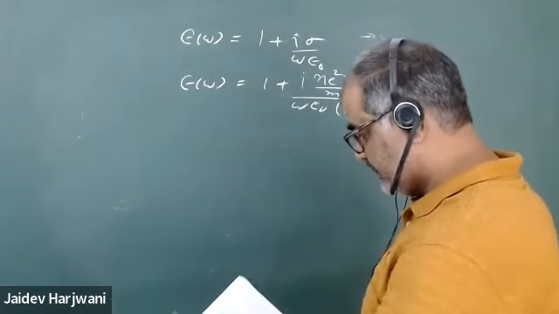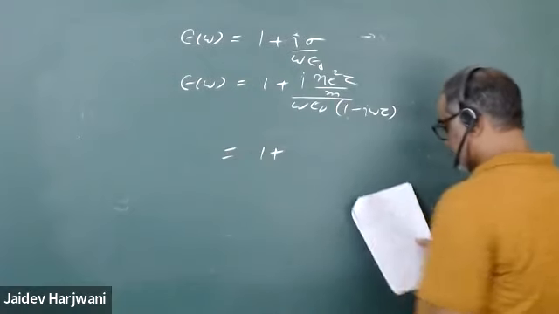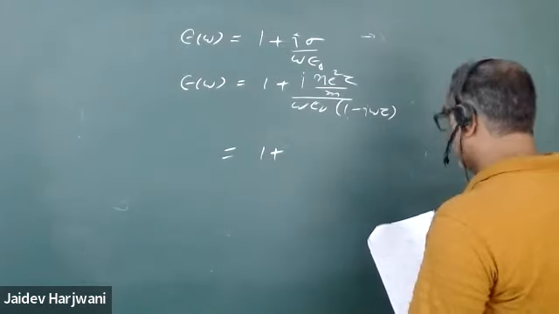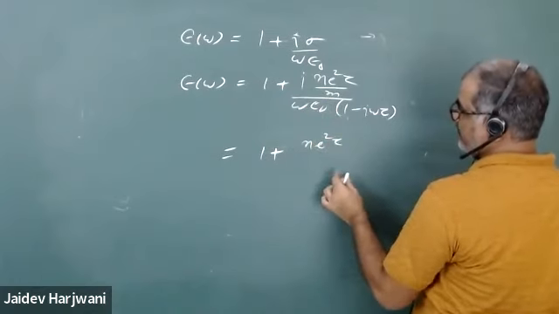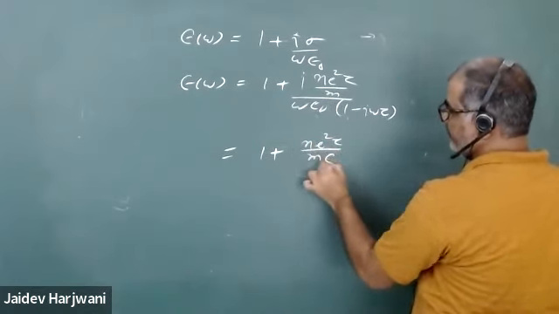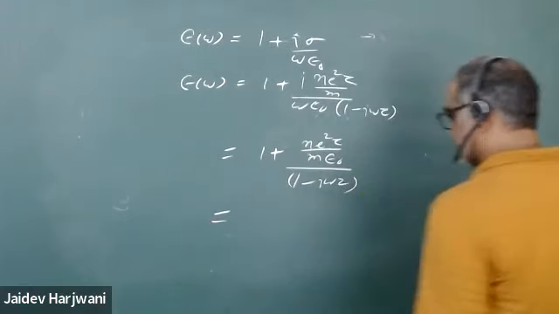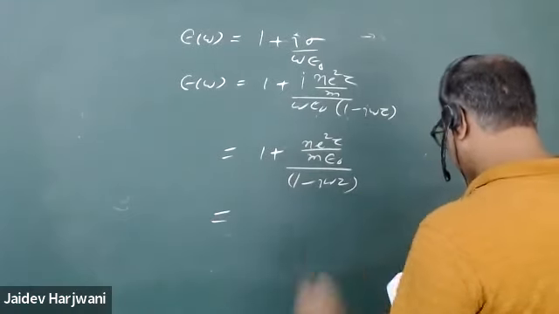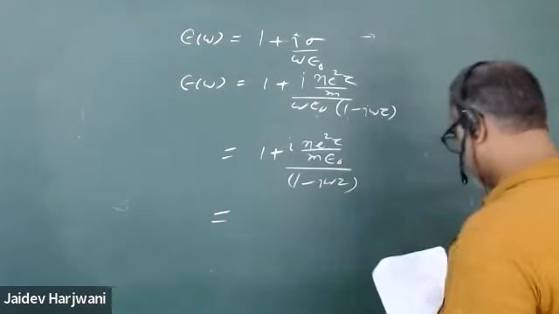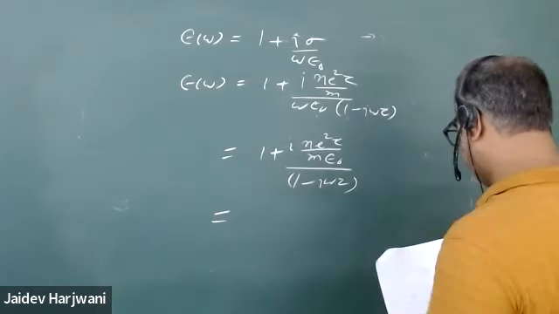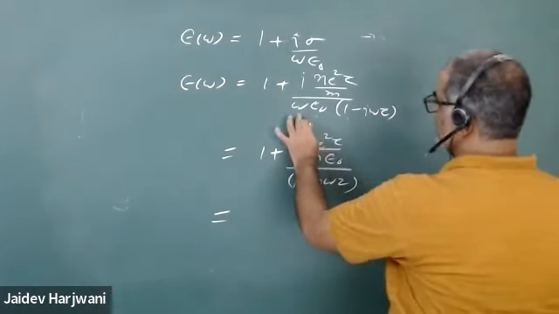Just simplify this one more. Now I have this one equal to 1 upon 1 plus i n e square tau by m, and if I put this epsilon naught also here, n e square tau over m epsilon naught, and I just write here 1 minus i omega tau. Then what I can do, I can just take this i also there. If I take i omega common, i omega square, so here omega, omega naught also there. So you have to multiply this one.